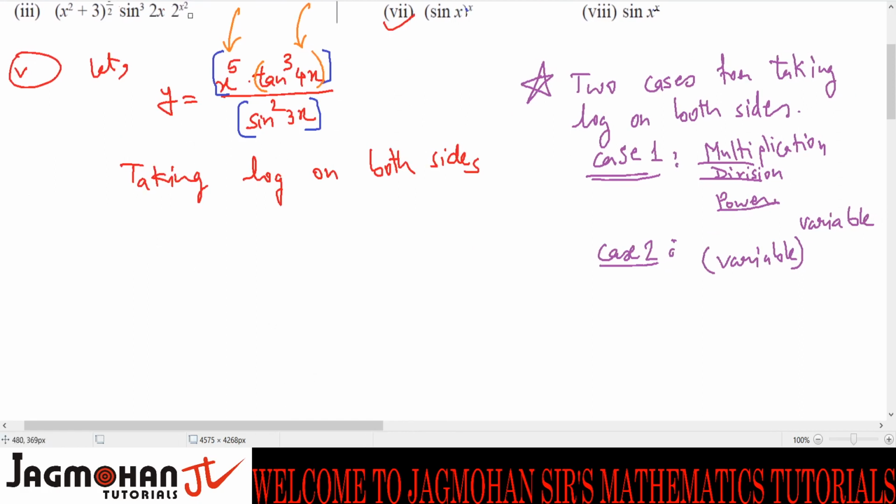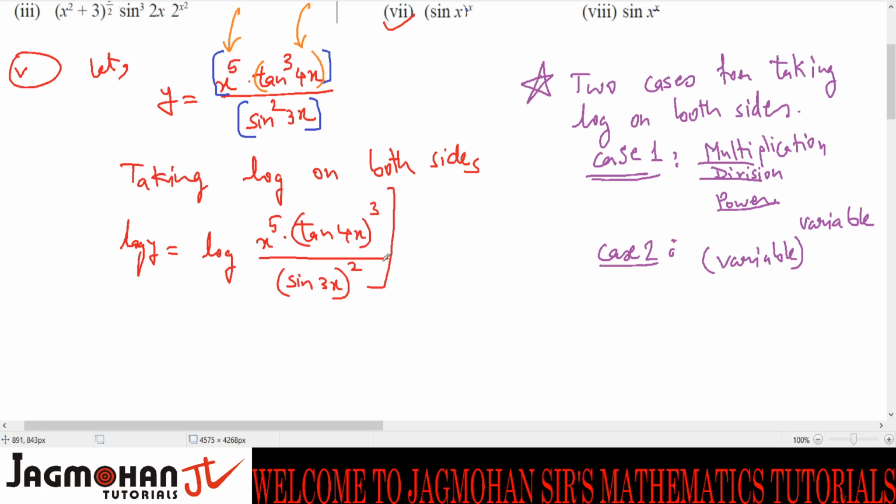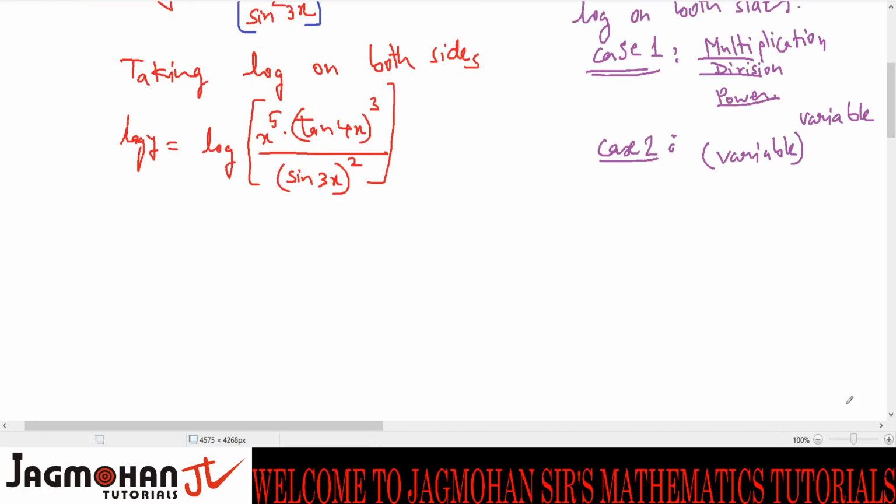Okay, let's go ahead. So taking log on both sides, I will get log of y equals log of x raised to 5 tan cube 4x, I can write tan of 4x the whole cube. Okay, and this, for the sake of understanding I am writing, but as such, even if you don't write tan 4x whole cube or sine 3x whole square, it would still mean the same thing, and you can still work on that. So what will be the next step?